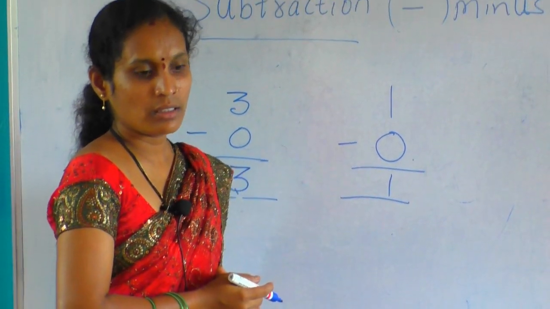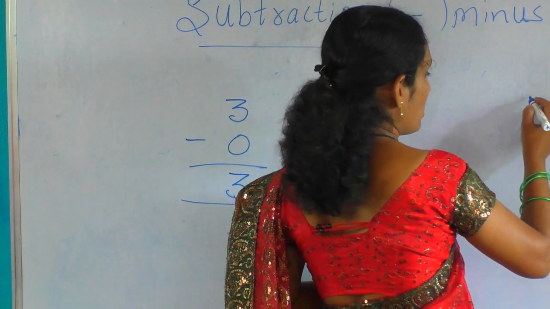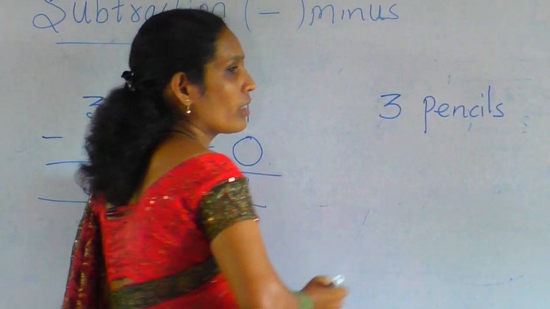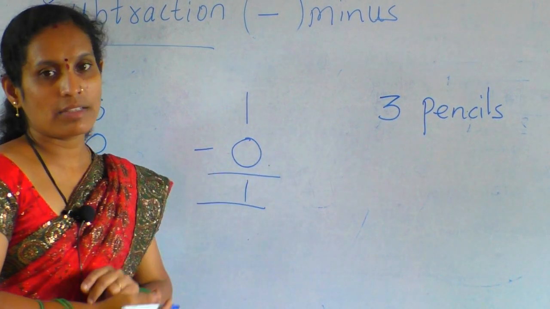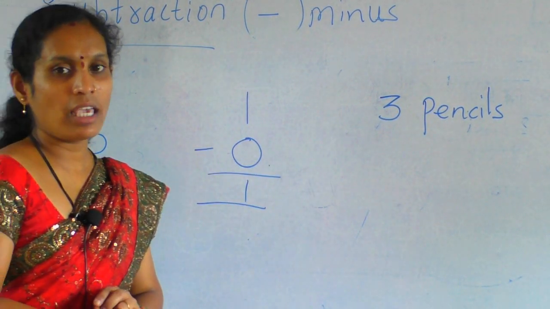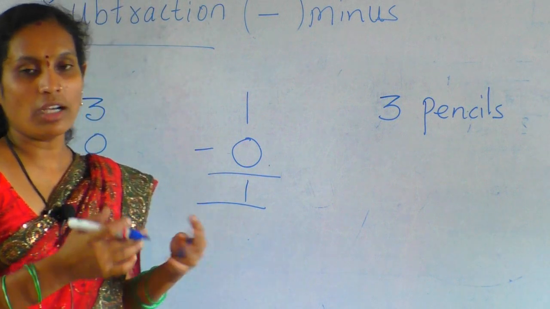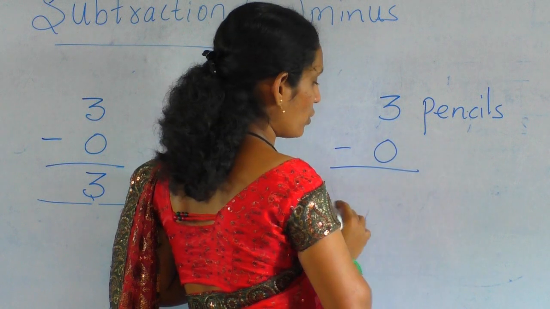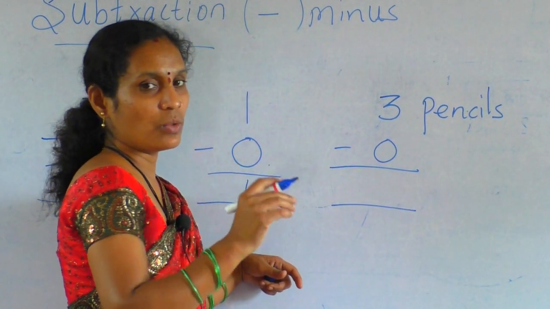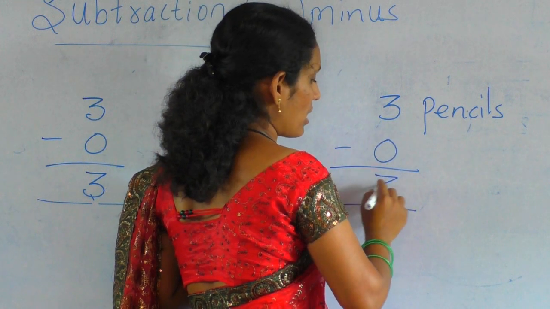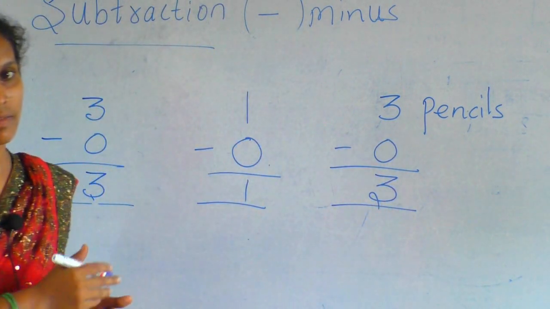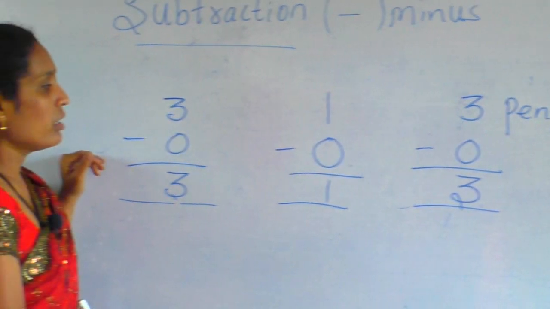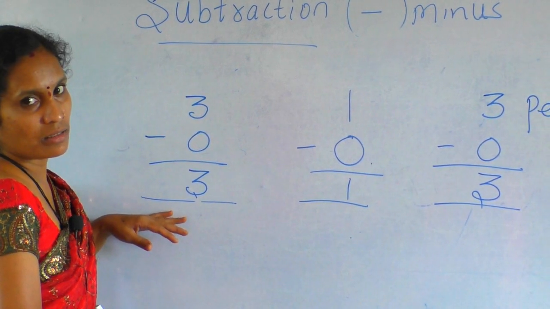If your sister has 3 pencils with her, and you ask for 1 pencil, but she is not giving it to you. Then the answer is 3 minus 0. She is not at all giving it to you. So the answer is the same. She has 3 pencils with her. Understood? If you subtract 0 from the given number, you get the same answer. Understood?